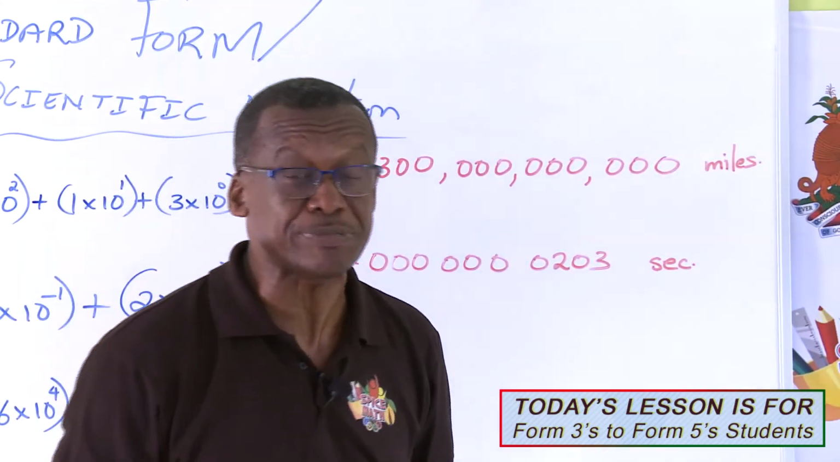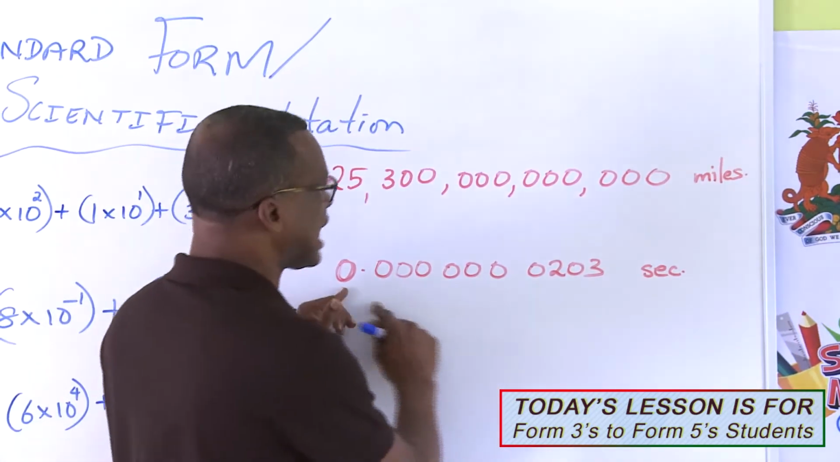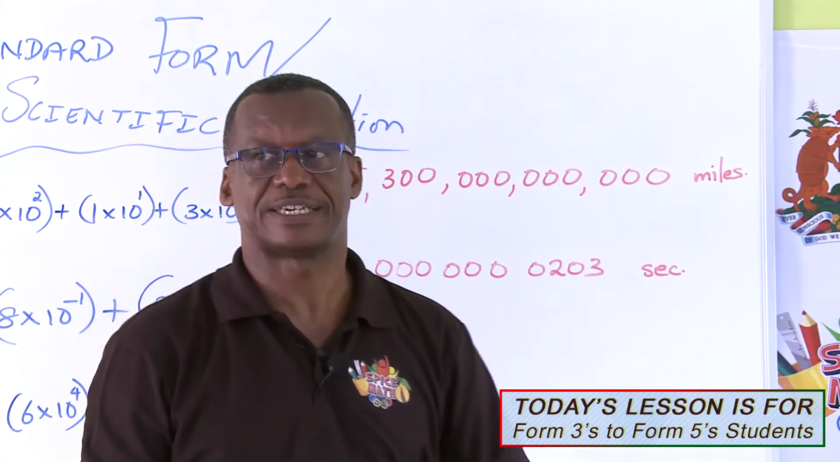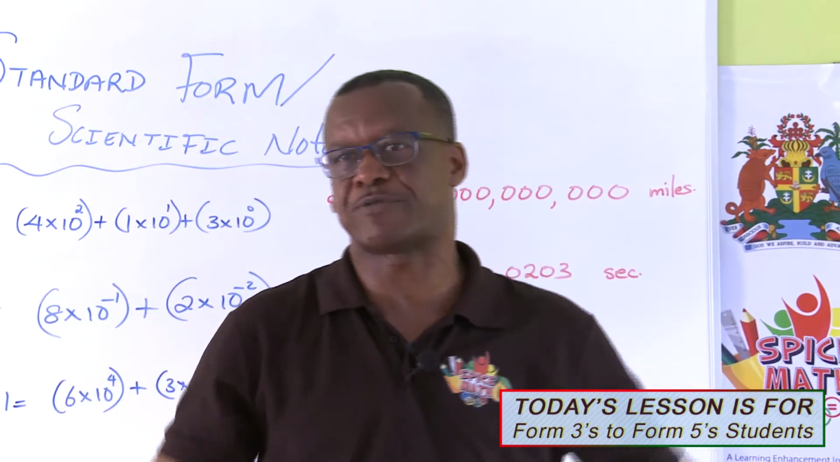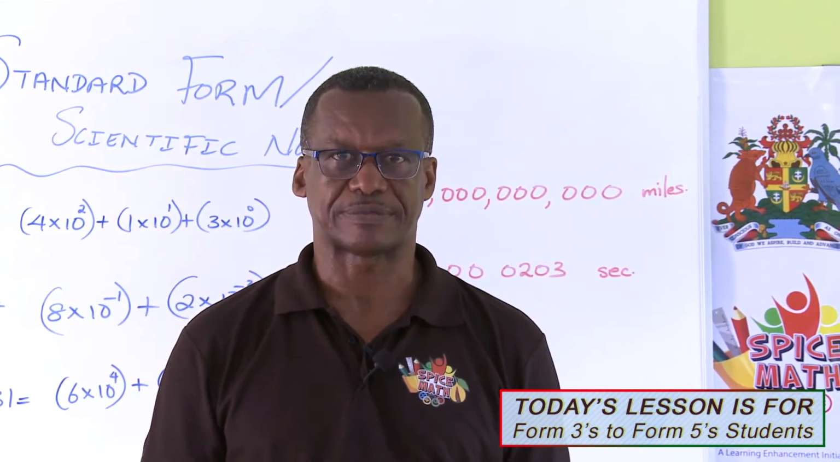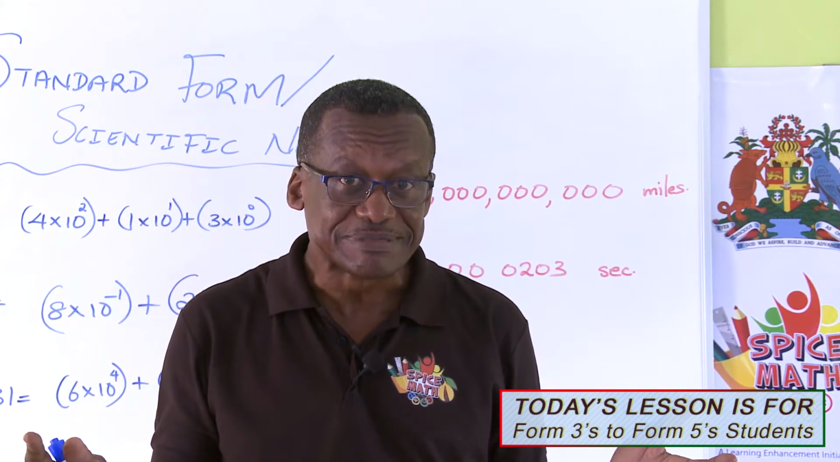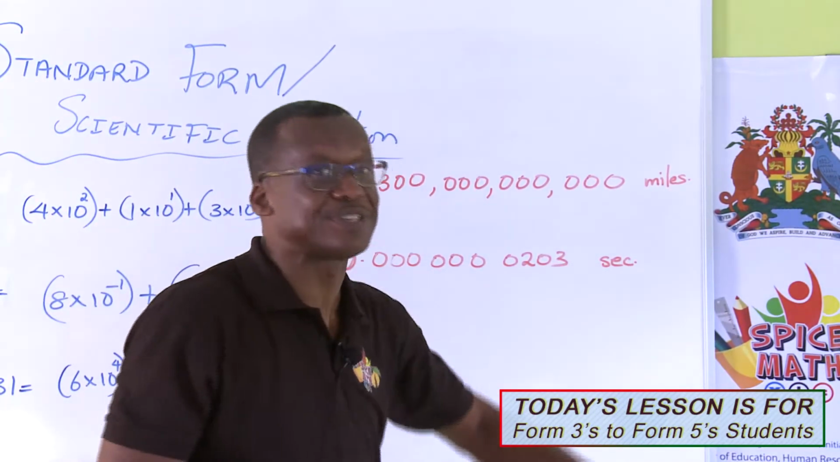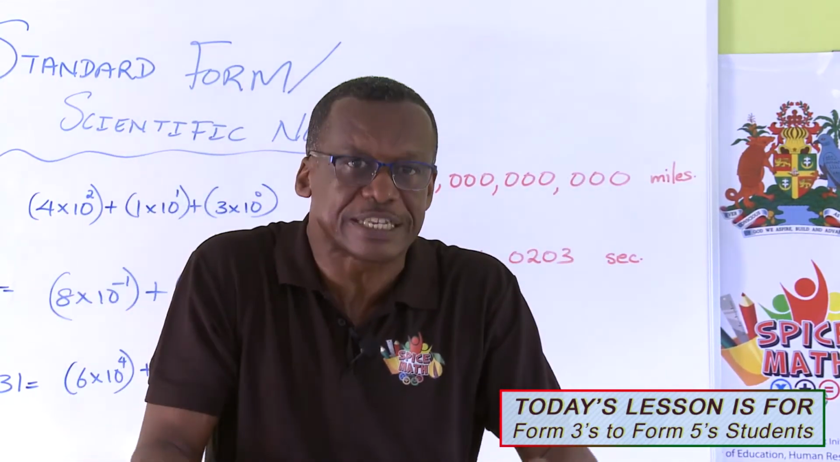0.00000000203. That's extremely small. But it's a time. It's the time it takes for light to travel from one side of an average room to the next. But does it really make sense? I have no idea how much time this is. I can't even comprehend it.